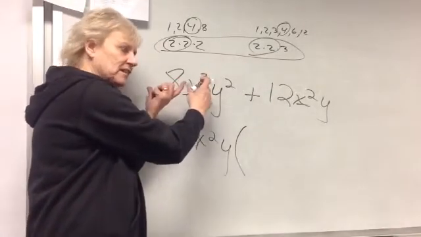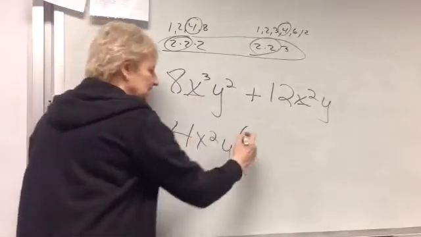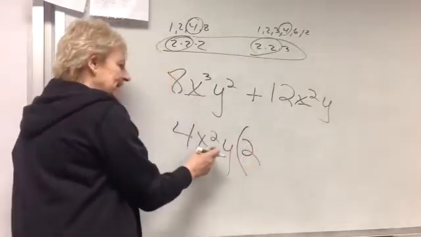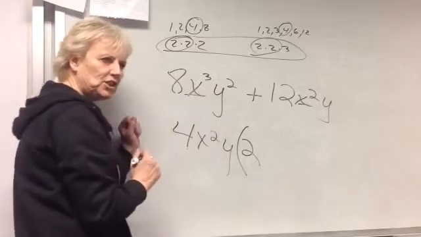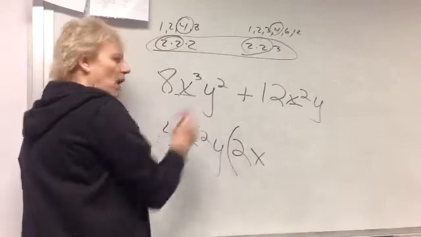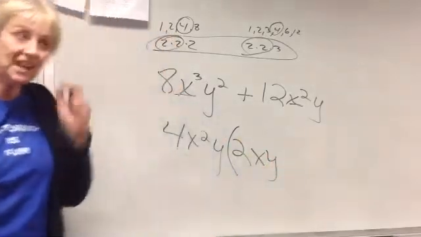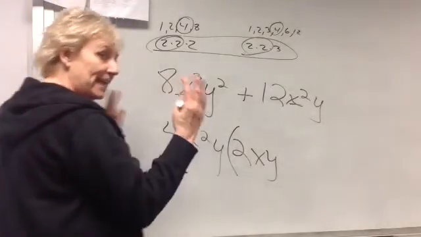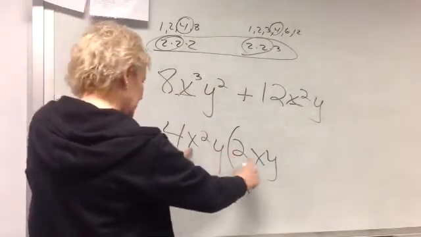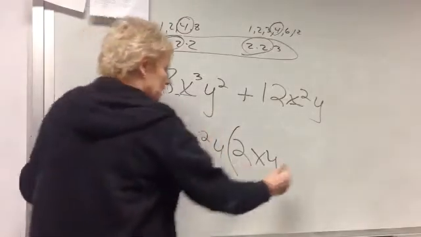Okay, how can I get a 4 to turn into an 8? 2. Times 2. How can I get an x squared to turn into an x cubed? X. And how can I get a y to be a y squared? Now, what I would do on a test or quiz, guys, is I would write down mentally 8x cubed y squared. I'm good. Okay? All right.